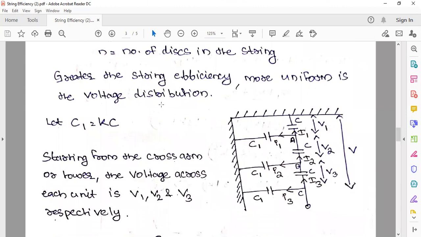Let us consider C1 equal to K times C. K is the efficiency factor here. C1 is the shunt capacitance, equal to K times C, which is the mutual or self capacitance. I already explained. Starting from the cross arm, the voltage across each unit is V1, V2 and V3. The voltage across the first unit will be V1, then V2, starting from the cross arm.